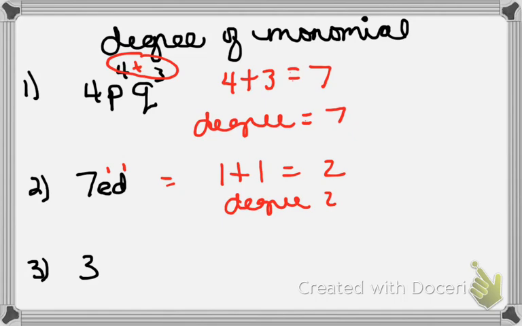Alright, on the third example, you see that we don't have an exponent. Because we don't have a variable, this does not have a degree. So we know the degree is 0. We have none. Because it has to have a variable with an exponent on it, all right? Not just a plain constant or plain number.